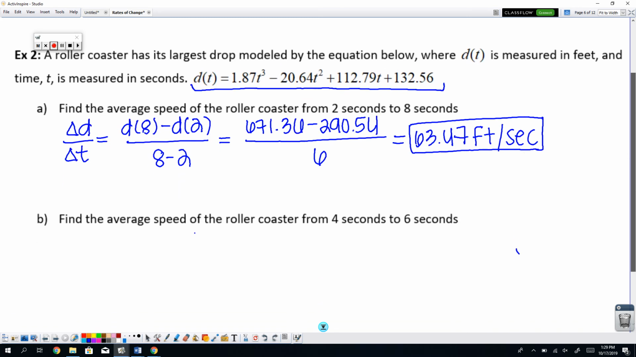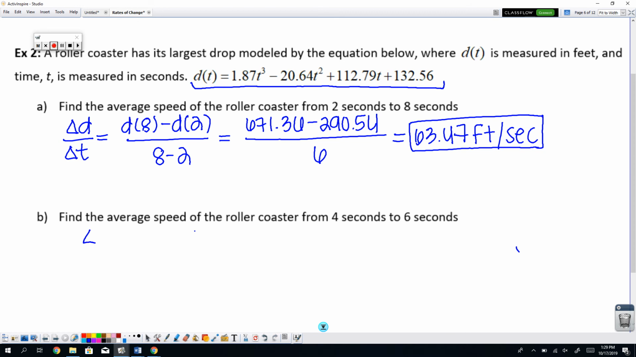That way we know if our answer even makes any sense at all. Now it asks us the same thing, so find the average speed. I'm going to do the same exact thing, delta D over delta T, change in distance over time, because speed is distance over time. We're going to do D of 6 minus D of 4 over 6 minus 4. Oops, that got squiggly.